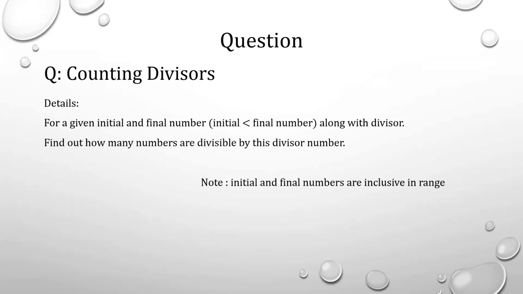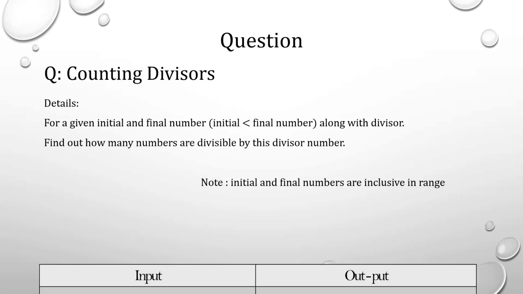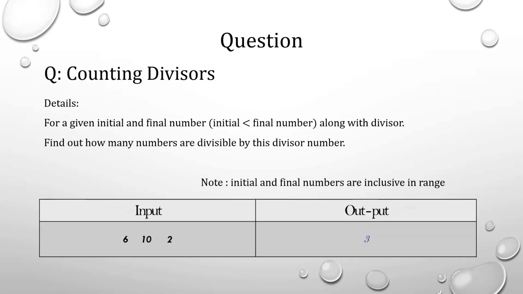What we need to find out is how many numbers in this range are divisible by that divisor number. And let's have a look at what kind of input and output we are looking at. If our input is like this, 6, 10 and 2, we need to show an output of 3, which means 6 is our initial number, 10 is our final number, and 2 is the divisor.